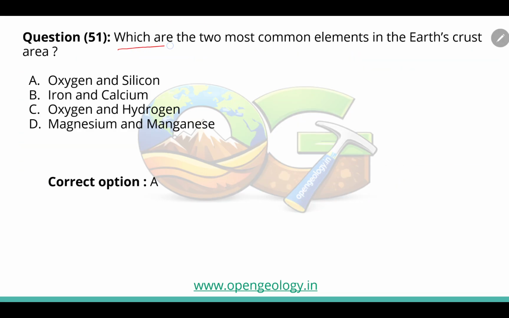Now, which are the two most common elements in the Earth's crust? We have already discussed this type of question in the previous PYQ. So the correct option is oxygen and silicon. Most abundant is oxygen and then silicon, as far as the Earth's crust is concerned.